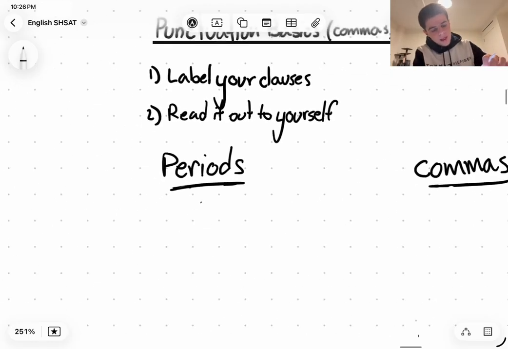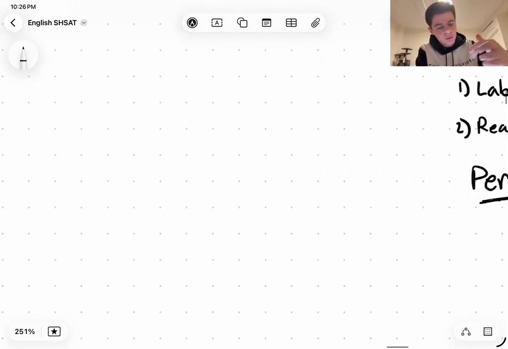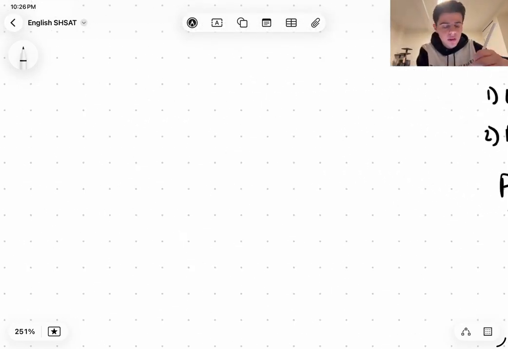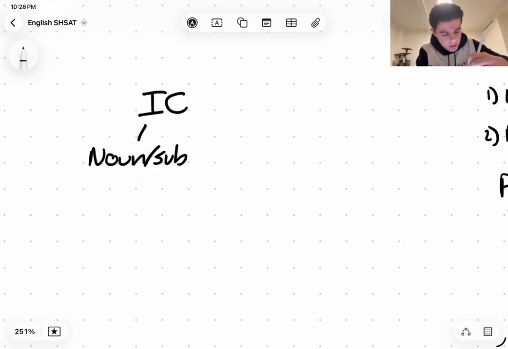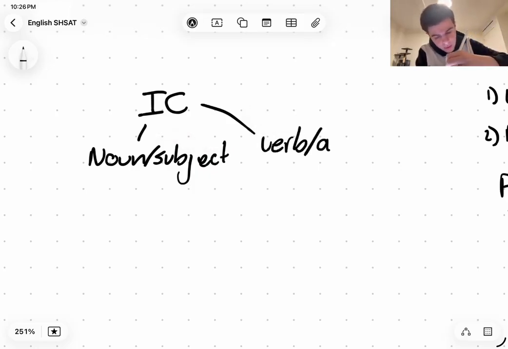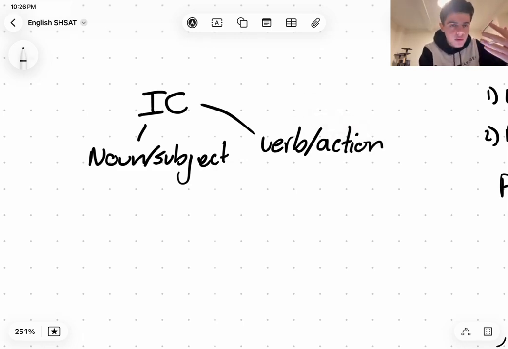Okay, so before we get into the different types of punctuation, I'm just going to explain what an independent clause is and what a dependent clause is. So an independent clause is something that can stand on its own. And that means that it has a noun or like a subject, right? It has a verb, so an action, right? And lastly, it can stand on its own. There's no required context for this thing to be said.